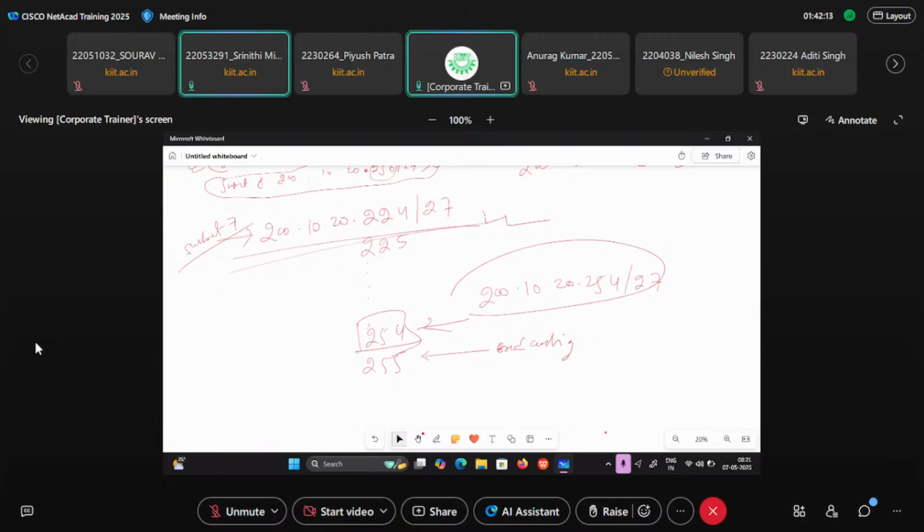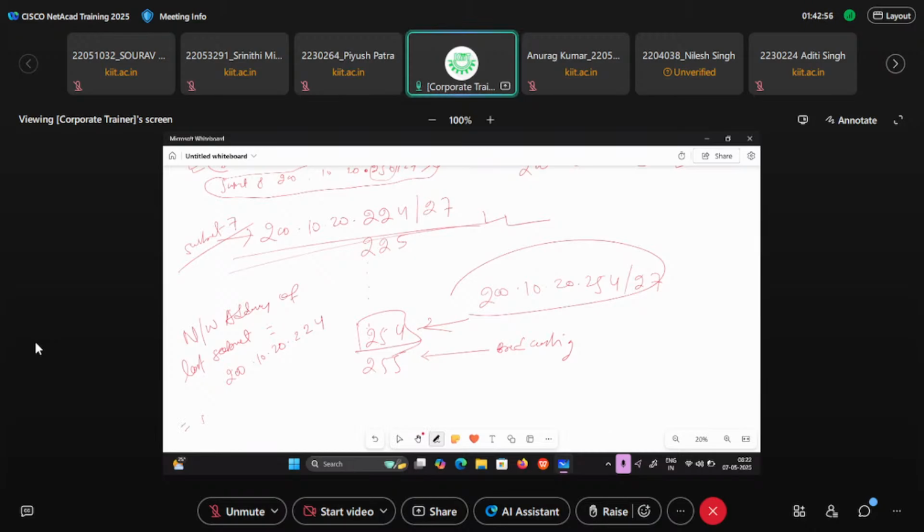No, last subnet ID, not IP. IP meaning is different and ID is network ID or network address. Just think of it, there are two things. Some people get confused between network IP and network address. Suppose I am writing network address of last subnet. So what will I write? Network address of last subnet, that is what? 200.10.20.224.